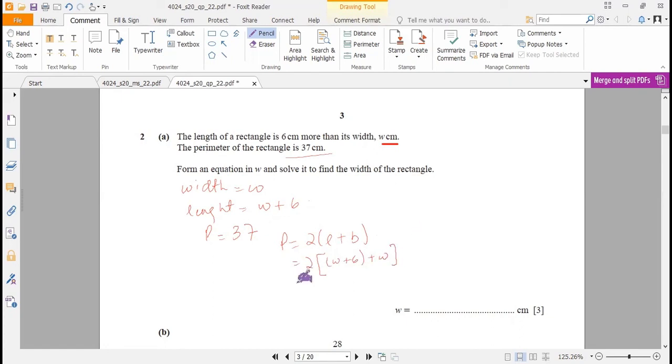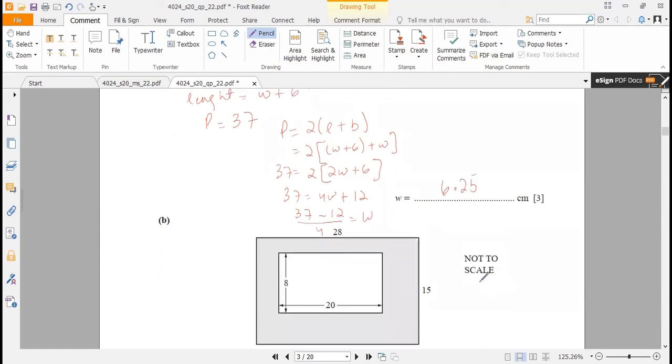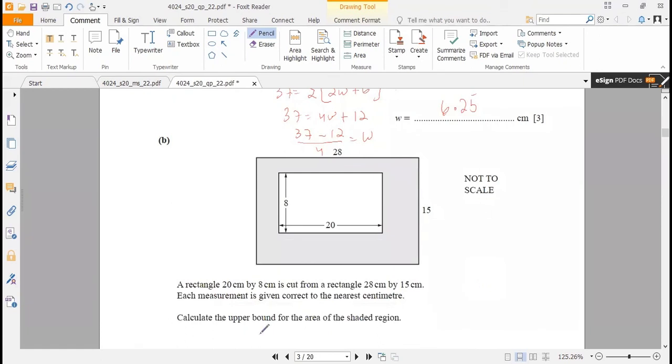So W plus W plus 6 will be 2W plus 6, and the perimeter we have is 37. So 37 equals 4W plus 12. So 37 minus 12, divided by 4, equals W. So the final value of W is 6.25 centimeters. Okay. Now, come to part B.